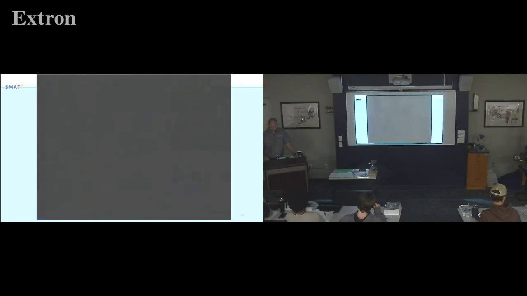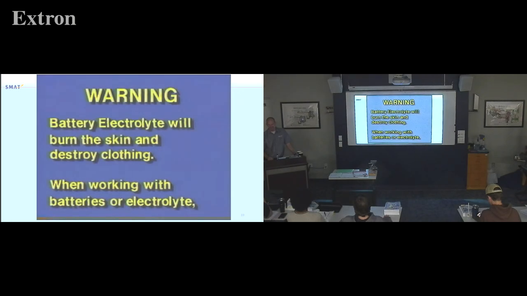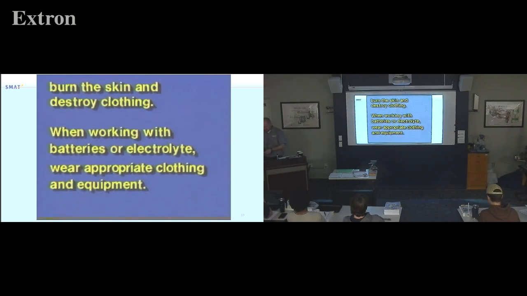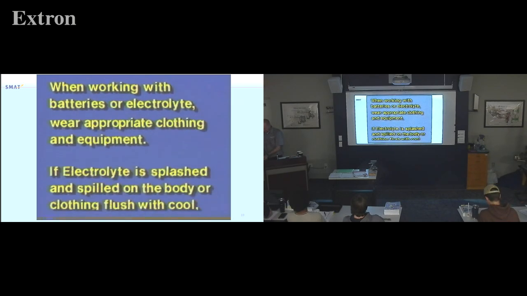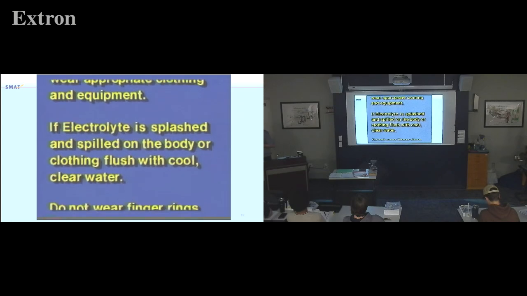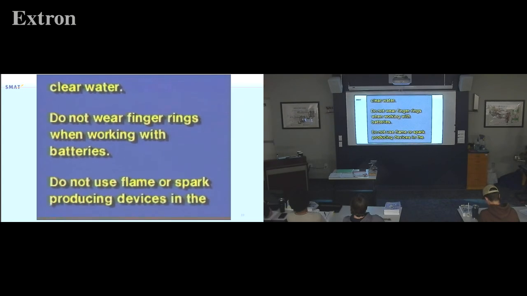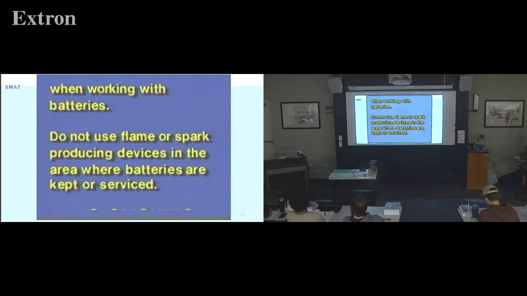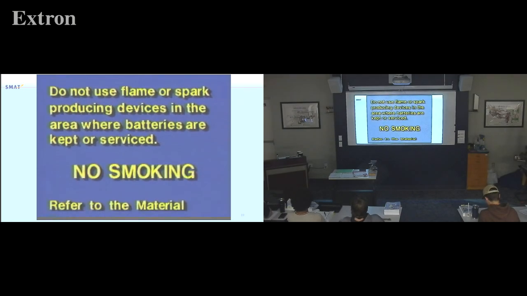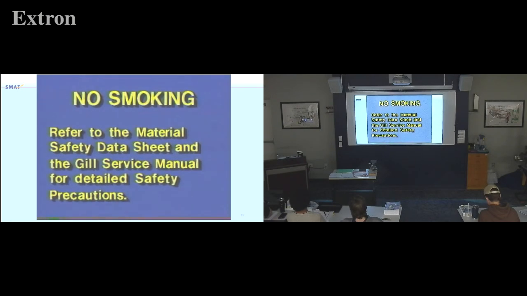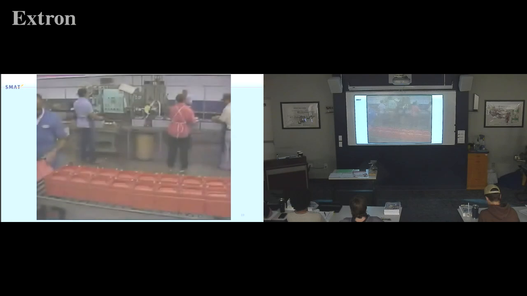The following precautions should be observed when handling lead-acid batteries. Warning: battery electrolyte will burn the skin and destroy clothing. When working with batteries or electrolyte, wear appropriate clothing and equipment. If electrolyte is splashed or spilled on the body or clothing, flush with cool, clear water. Do not wear finger rings when working with batteries. Do not use flame or spark-producing devices in the area where batteries are kept or serviced. No smoking. Refer to the Materials Safety Data Sheet and the Gill Service Manual for detailed safety precautions.